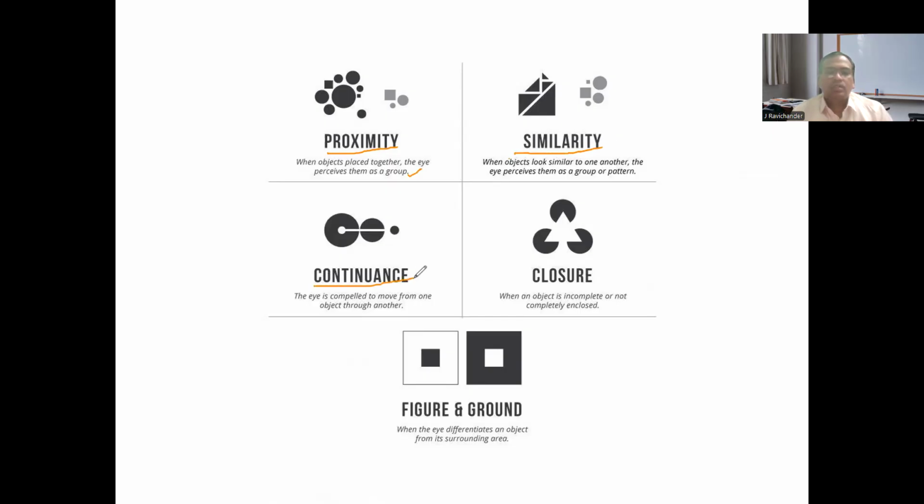Next, continuity: the eye is compelled to move from one object to another. Next, closure: when an object is incomplete or not completely enclosed. Then coming to figure and ground: when the eye differentiates an object from its surrounding areas.